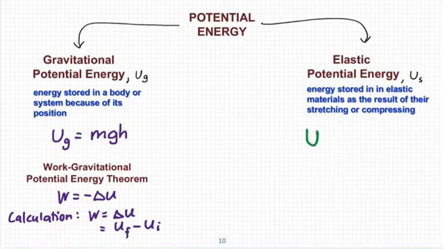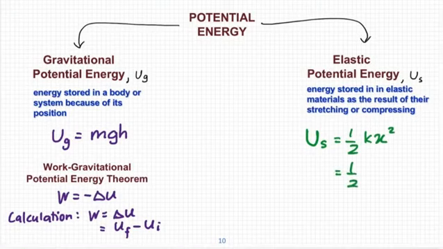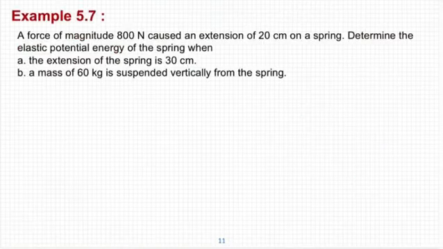So from here you can get the formula for Us, in which Us is equal to half kx squared, where k is the spring constant and x is the extension or elongation. This formula can also be rewritten as half Fx, because F is equal to kx.